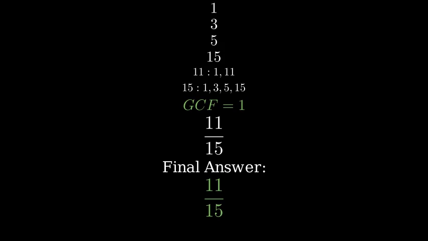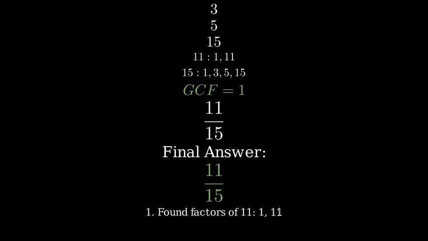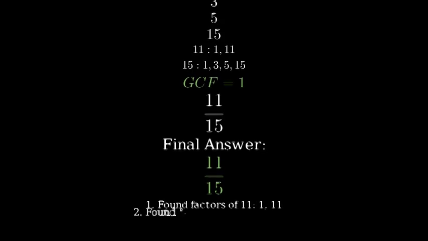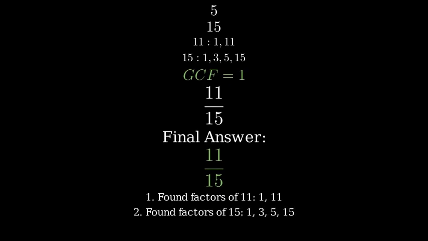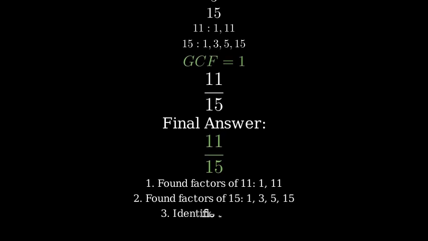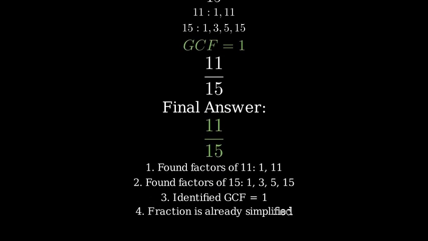Let's review what we did. First, we found the factors of 11, which were 1 and 11. Then we found the factors of 15, which were 1, 3, 5, and 15. Next, we identified that 1 was the greatest common factor. And finally, since the greatest common factor was 1, we concluded that 11/15 was already in its simplest form.